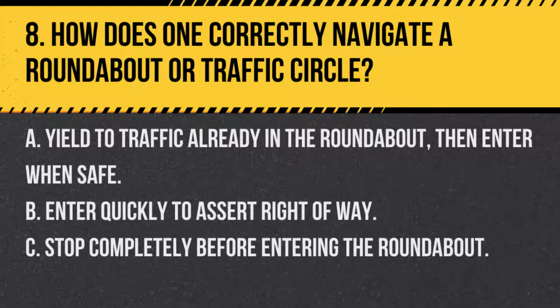Question 8. How does one correctly navigate a roundabout or traffic circle? A. Yield to traffic already in the roundabout, then enter when safe. B. Enter quickly to assert right of way. C. Stop completely before entering the roundabout.